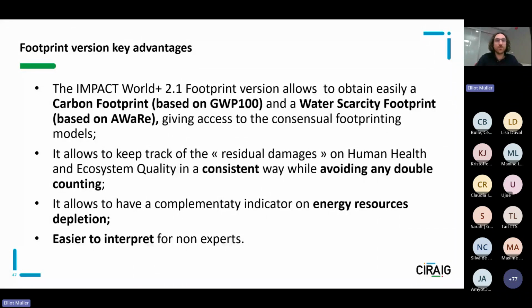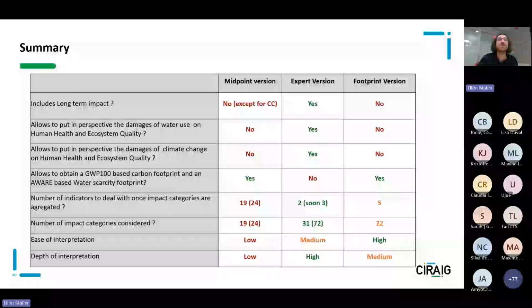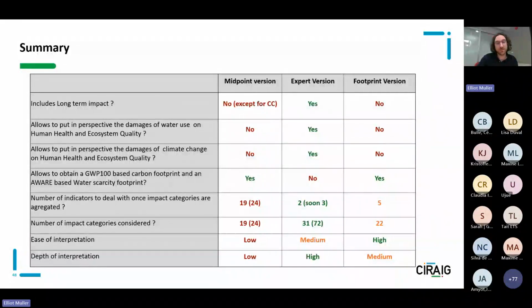So this table provides a summary of what I just said. We are currently working on developing a decision tree in order to help users of Impact World+ to decide which version of the method is the most useful for their context. But this table can really encompass most of this information and can be used as a decision-making tool for the version to use.